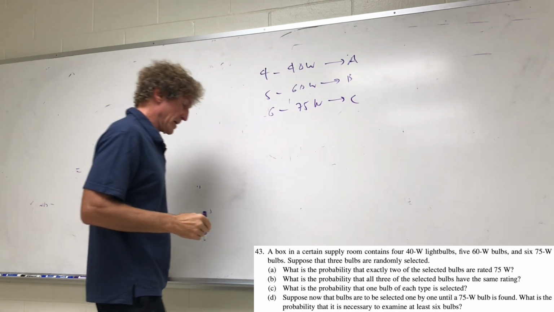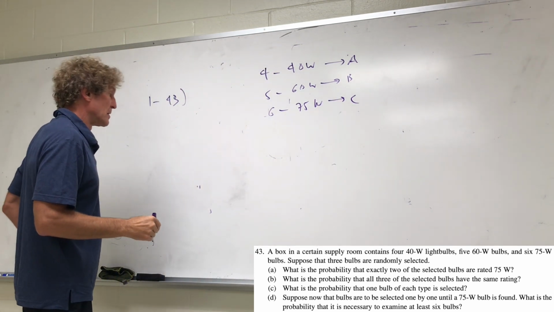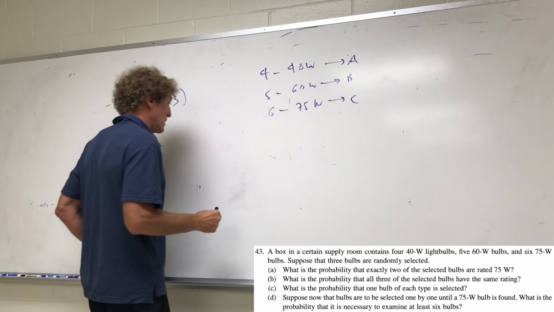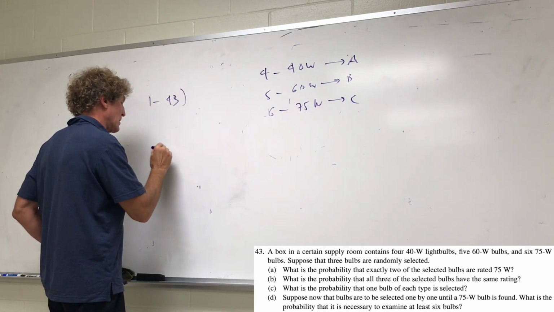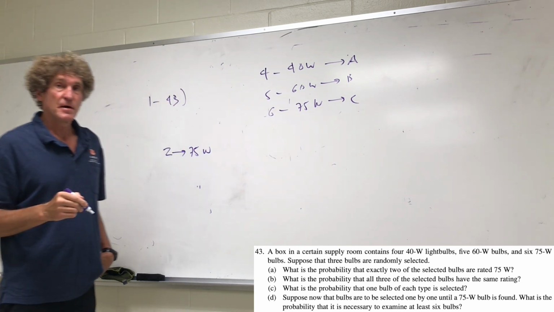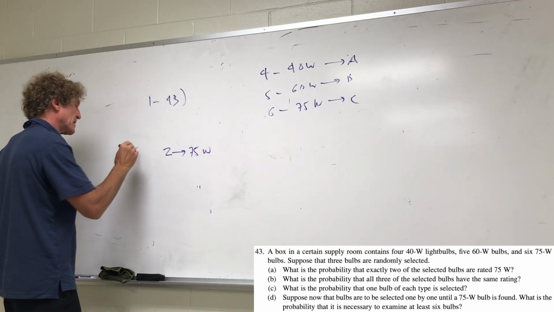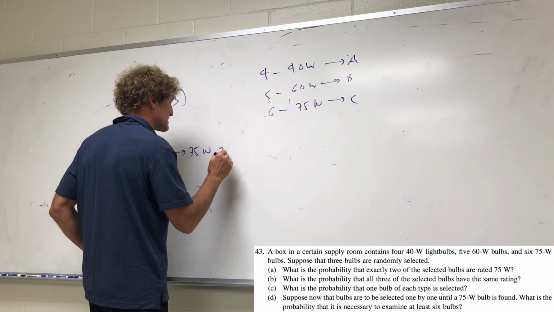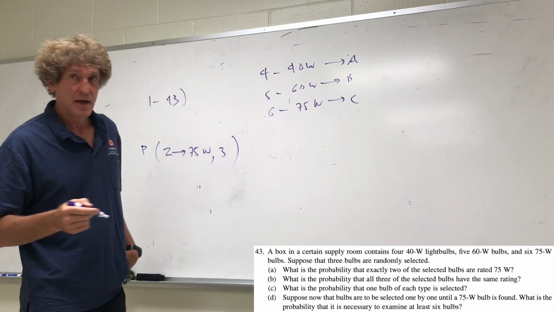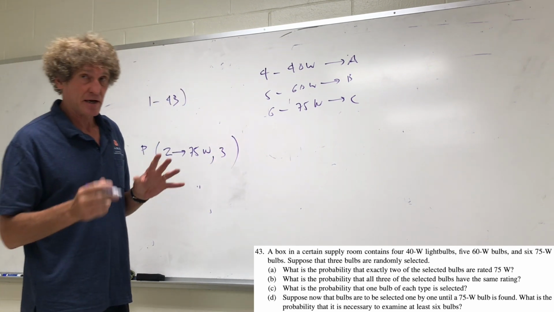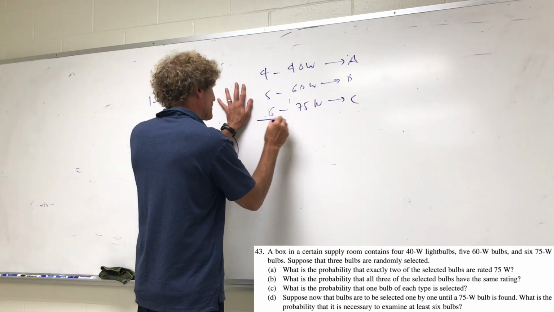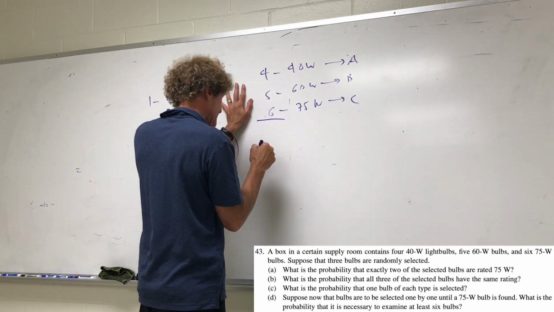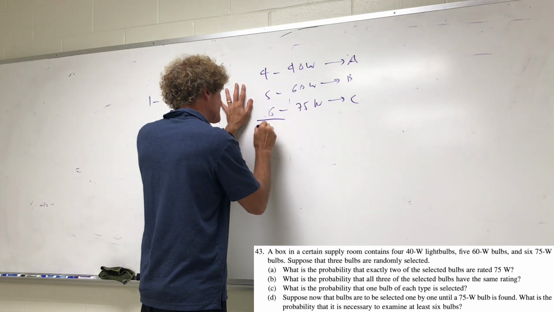Okay, go ahead. Suppose that 3 bulbs are randomly selected. What is the probability that exactly 2 of the selected bulbs are rated at 75 watts? With me? They want to know the probability that 2 are 75 watts given 3 selected. So first thing I'm going to do, and I suggest you do, is look at the total number of bulbs. So here we got 15 bulbs, right?